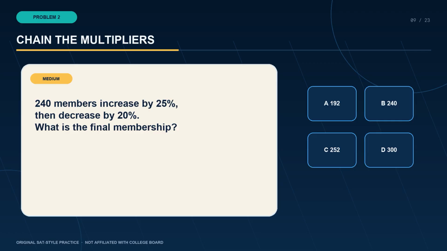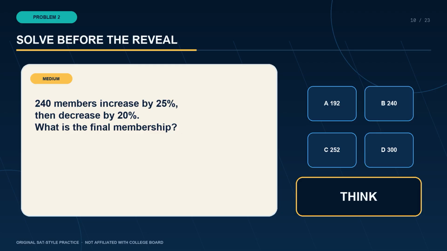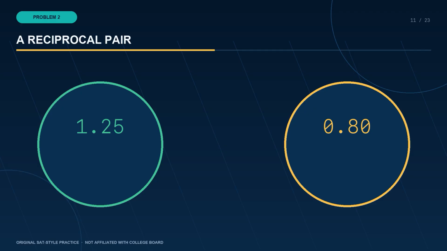Problem 2. A club has 240 members. Membership increases by 25%, then decreases by 20%. What is the final membership? Start with 240. The increase gives 300. The decrease then gives 240. Here the quantity returns exactly to the original.